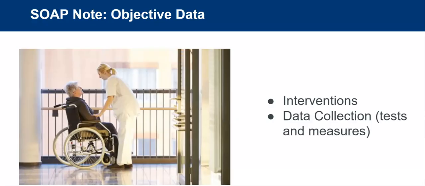So this also in the objective could be our measurements that we take. So our range of motion measurements, our MMT scores. This could be any kind of interventions like balance exercises that we do and things like that.